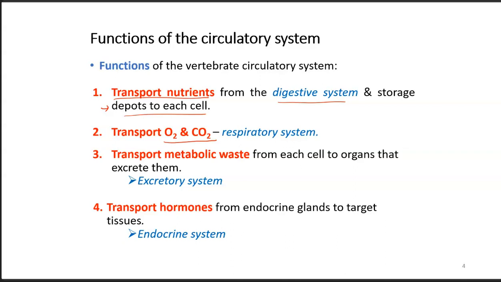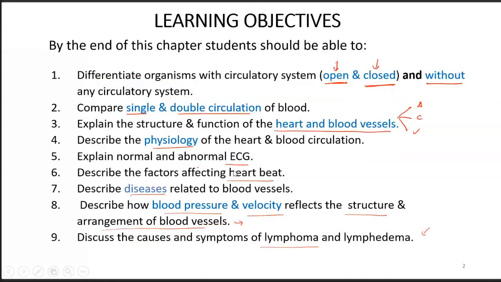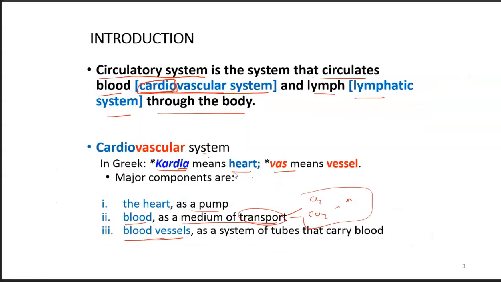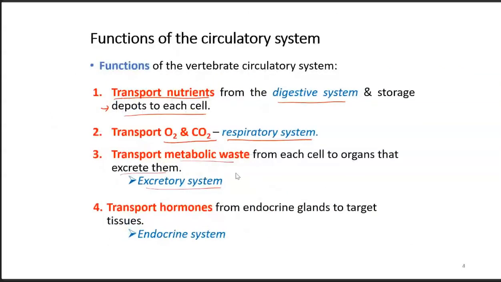So the circulatory system is related closely to the respiratory system as well. And then transport metabolic waste from each cell to organs that excrete them, which involves the relation between the circulatory system and also the excretory system. Such as the one that we have looked at the beginning of the semester, that relates to the production of urine by the kidney, for example, excretory system.